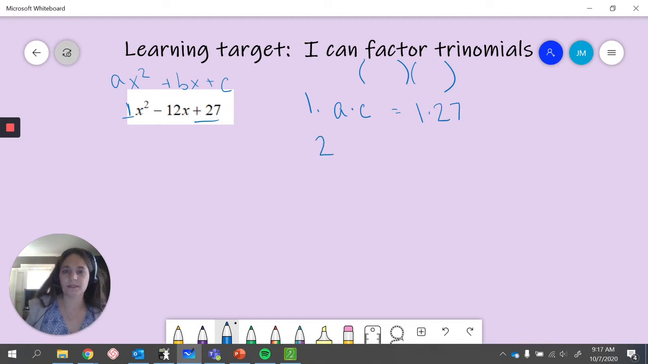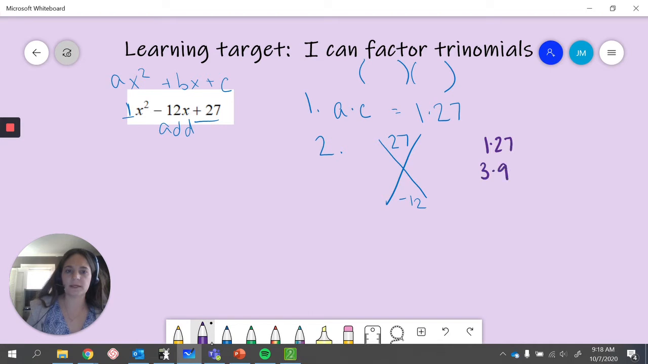Okay, step 2, we're going to play the x game that we were doing on Delta Math to find the 2 numbers that multiply to 27, but we want them to add to the middle term of negative 12. Okay, so now we're going to go and make our list. 27 can be 1 times 27, 3 times 9, or don't forget your negatives. It could be negative 1 times negative 27, or negative 3 times negative 9. Then you analyze those to find the pair that would add to negative 12. It does not matter what order you write this pair in.